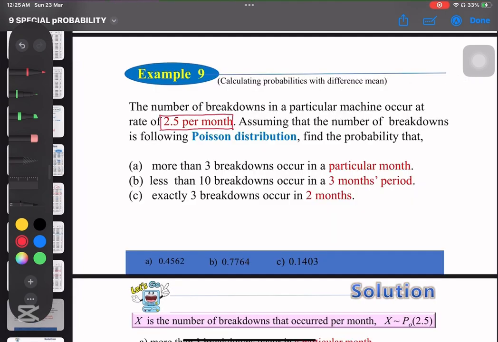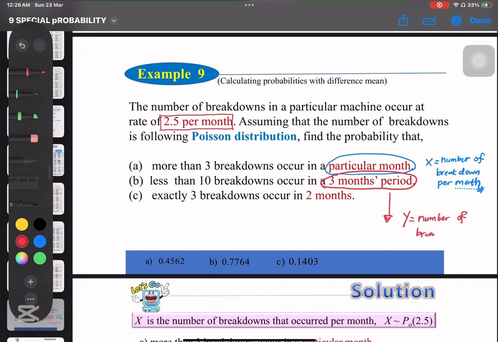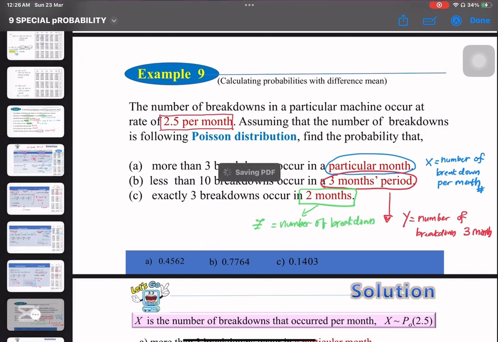Example 9. Calculating probabilities with different mean. Given in the question, a particular machine breaks down at a rate of 2.5 per month. For this question, we are going to use 3 different random variables because each question has a different mean. So for A, we are going to use X as the number of breakdowns per month, while for B, we are using Y as the number of breakdowns in 3 months, while for C, we are using Z as the number of breakdowns in 2 months.